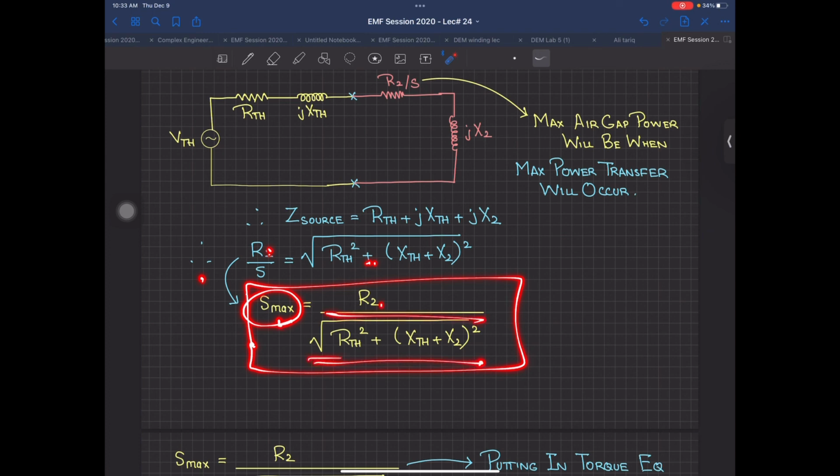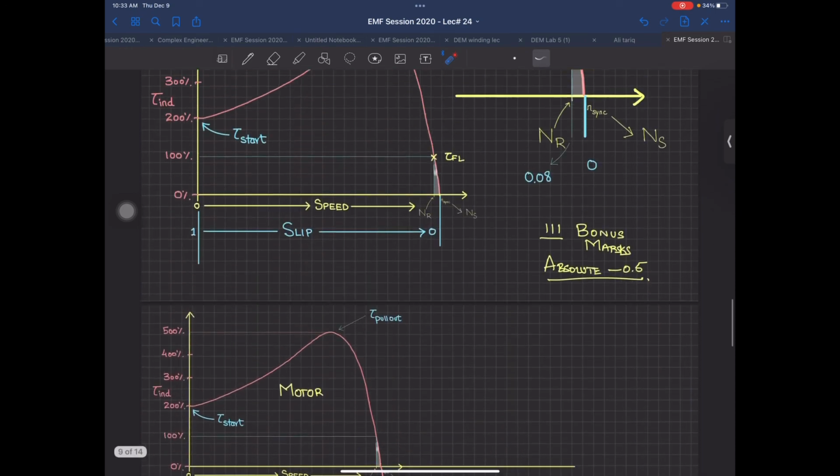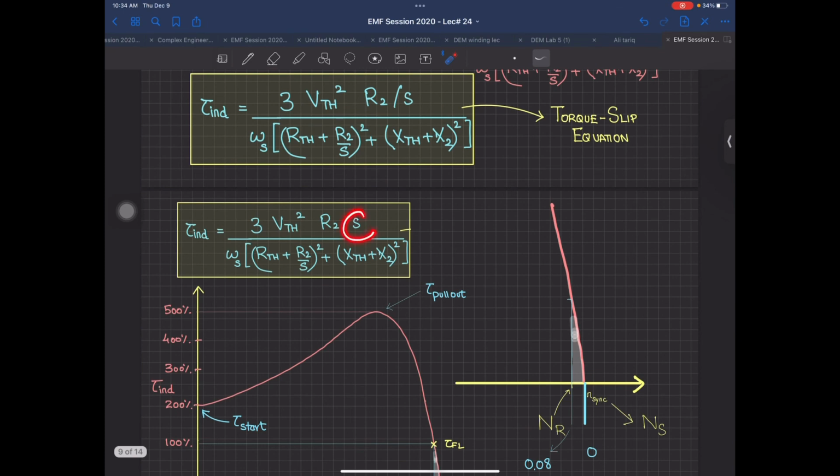Simple: R2 divided by the magnitude. I am only interested in the magnitude, so that's why we have again taken the square root of R squared plus X squared. Now, when you have found S max, it becomes very simple. In place of S, you only have to put the value of S max, and now your torque will be the pull out torque.